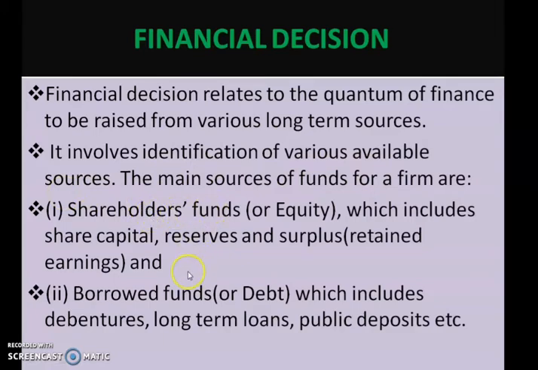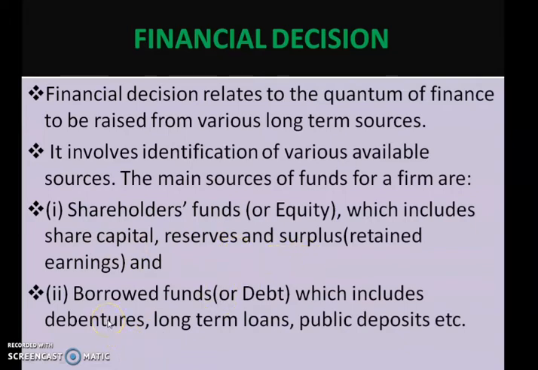So, there are mainly two sources of funds from where the firm can raise the finance. The first source is shareholders fund, which is also known as equity. In shareholders fund there are three different categories, that is share capital, reserves and surplus. Using these three different sources we can raise the fund, that is a long-term source. These two are the long-term sources of raising the fund, and the first one is shareholders fund. Under shareholders fund we have share capital, reserves and surplus.